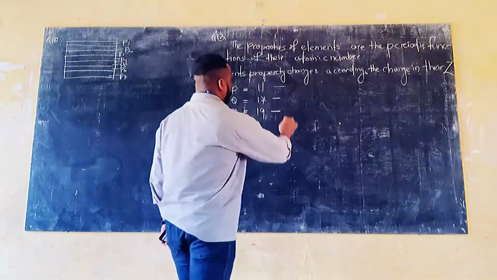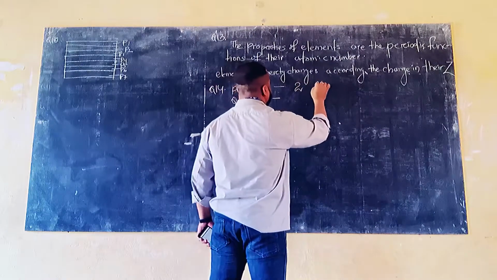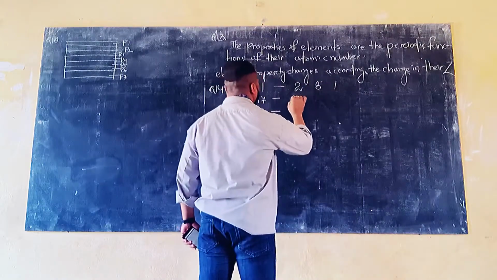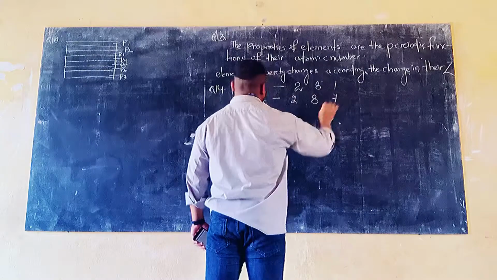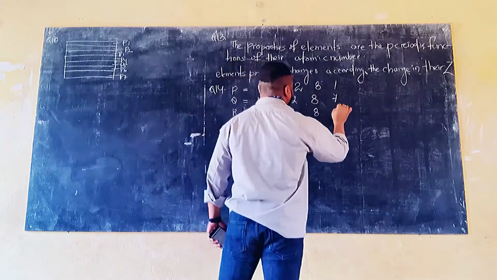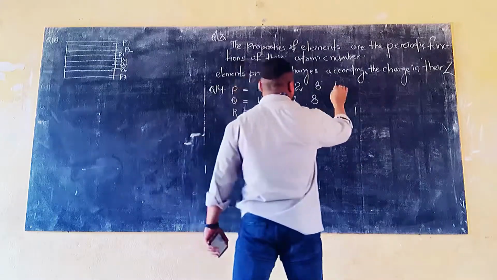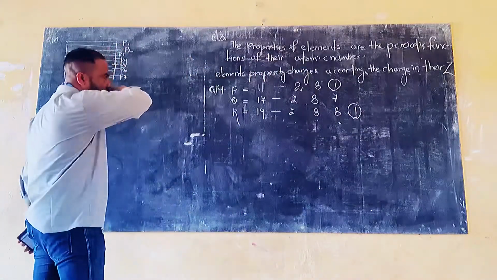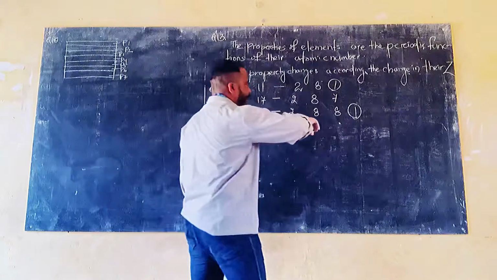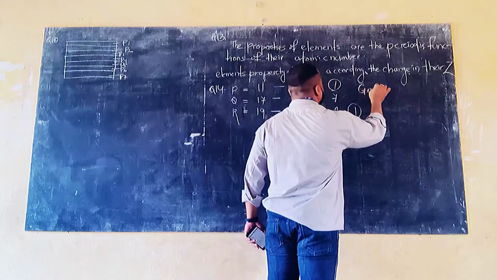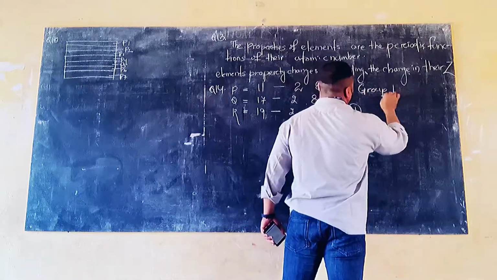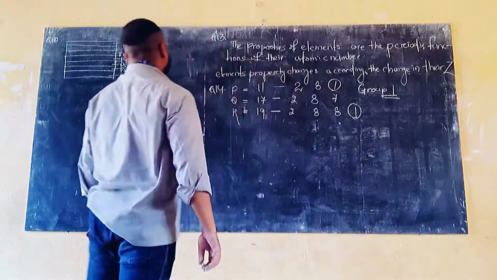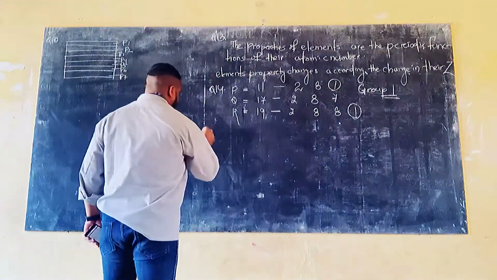Very simple. Electronic configuration 2, 8, 1; 2, 8, 7; 2, 8, 8, 1. So valence electron is the same, 1 and 1. It means that these two elements definitely belong to group 1 and they will definitely show similar property. Done.